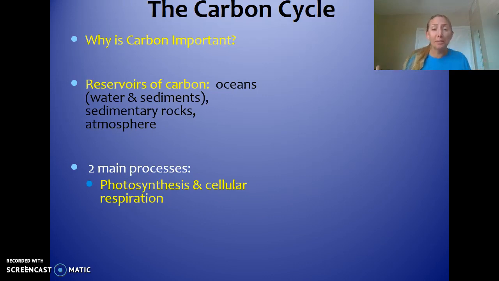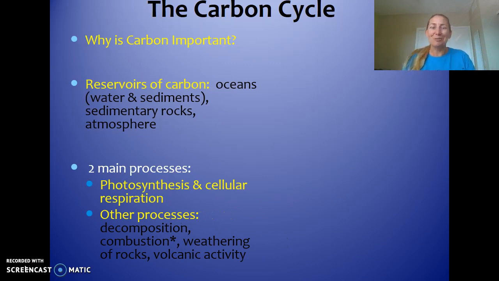Of course, when humans come into play, that's when we start messing things up. We're taking that sequestered carbon and burning it through the process of combustion. But these are your natural processes without any human interference. Some of the other processes that play a role in the carbon cycle: decomposition, which is not really human influenced, but is bacteria eating away at dead organisms and releasing the carbon that was stored in their bodies, putting that carbon back into the ecosystem.